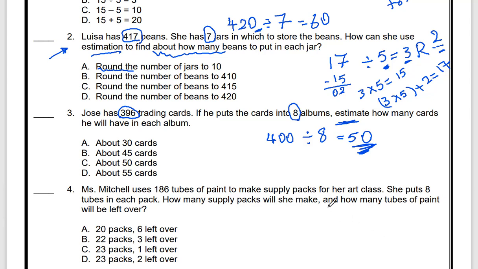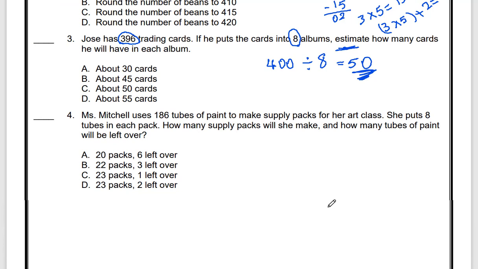Okay, and how would we know that this question wants us to do division? Let's read this question. How many packs will she make? I cannot see any word that gives the meaning of rounding or estimation. I see that I need to do long division. So here I will use long division. And if you read the question carefully, and how many tubes of paint will be left over? And leftover means remainder.